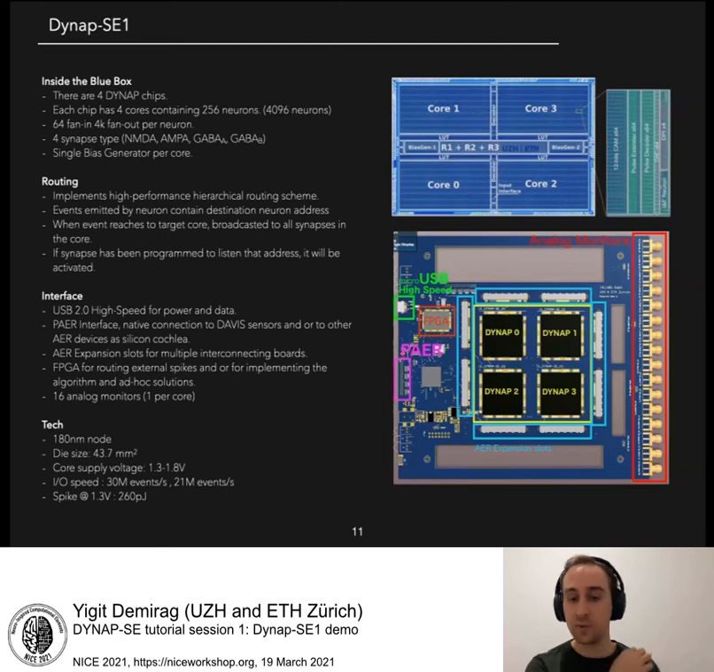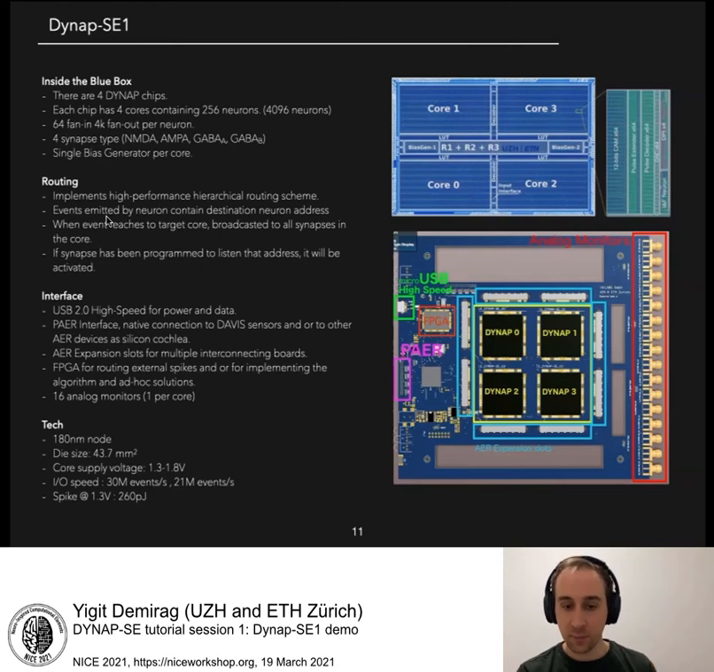So you can tune the time constants or the weights of these synapses using a computer. One limitation here is that we have a single bias generator per core. So you have 256 neurons in the core, and you are going to use exactly the same biases for all 256 neurons. Routing is done with a high performance hierarchical scheme that is described in the original DYNAP-se paper.